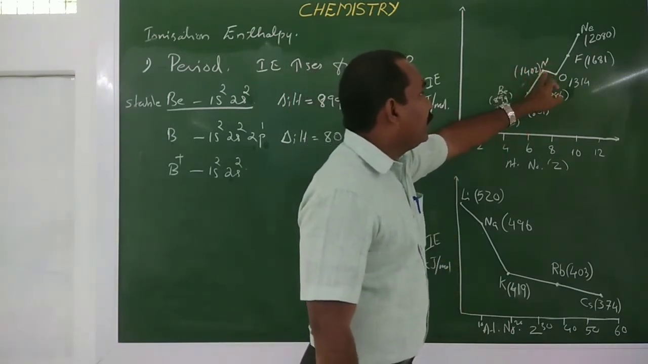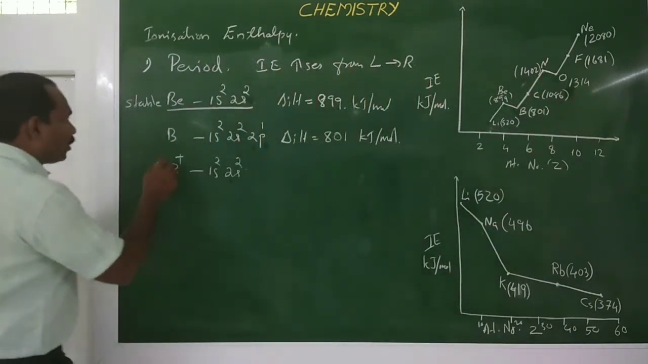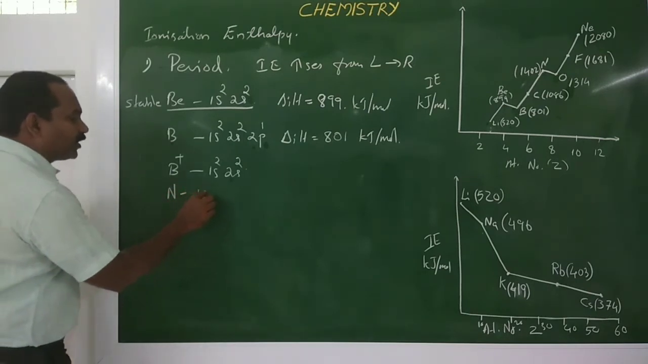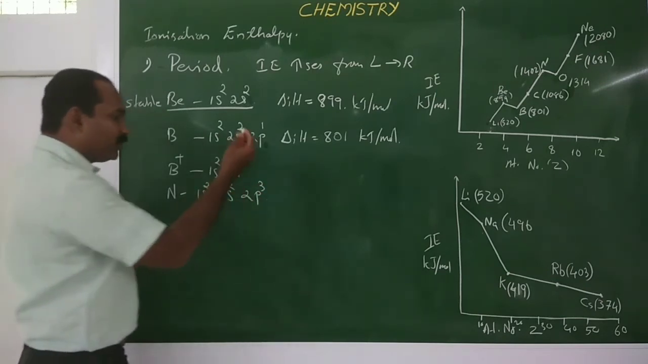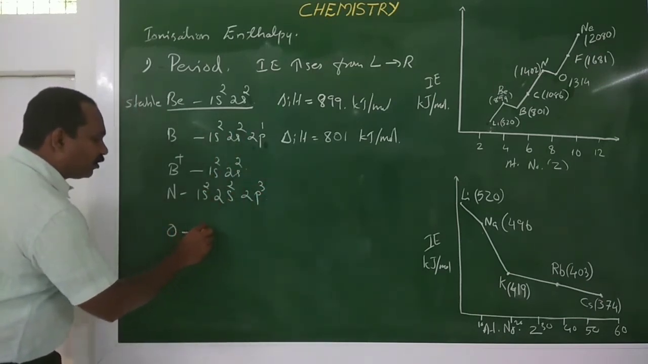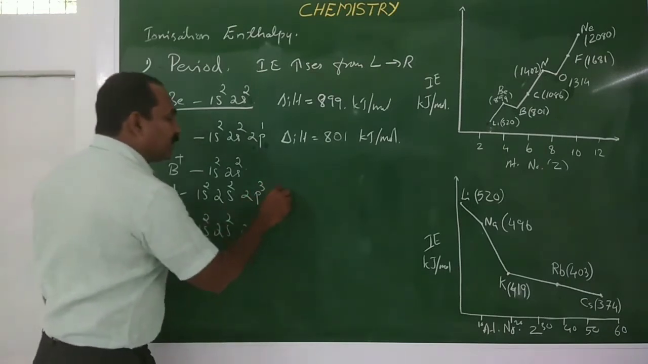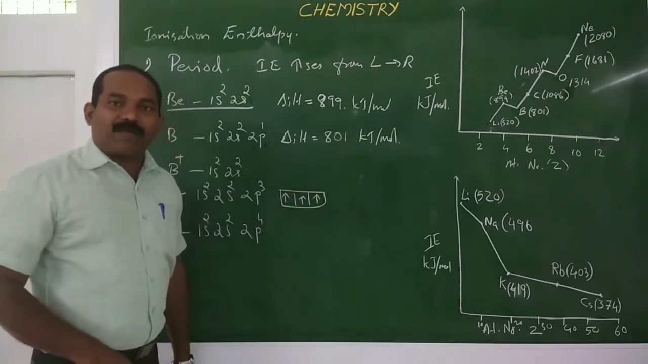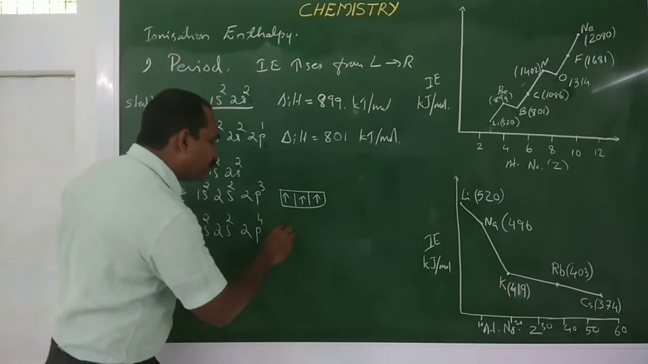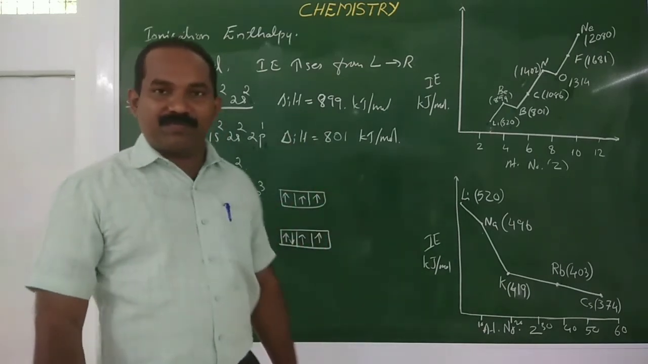The same irregularity we can see in the case of nitrogen and oxygen. In the case of nitrogen, the electronic configuration is 1s2, 2s2, 2p3. In the case of oxygen, 1s2, 2s2, 2p4. Nitrogen is stable because of half-filled orbitals. Half-filled orbitals are more stable than partially filled. In the case of oxygen, the orbital is partially filled.